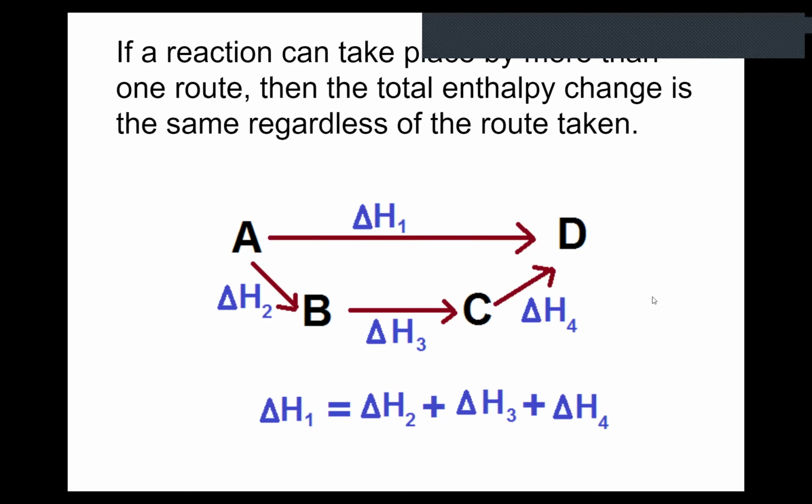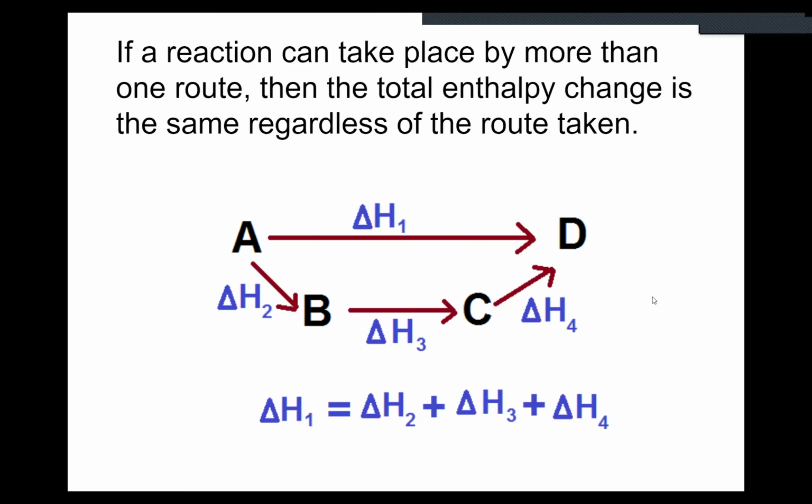And a lot of times in chemistry, maybe I can't make A go directly to D. Perhaps it's physically impossible. Perhaps it requires temperatures and pressures that I couldn't achieve in lab. But I can make A go to B and B go to C and C go to D, and more indirectly get that A to D measurement of enthalpy change.